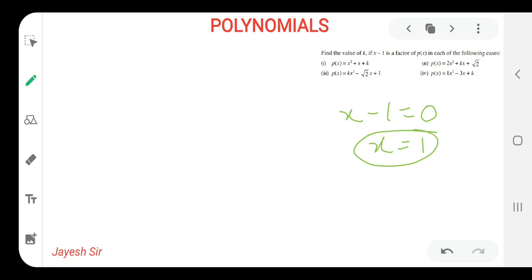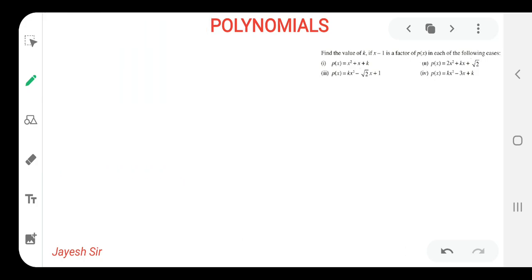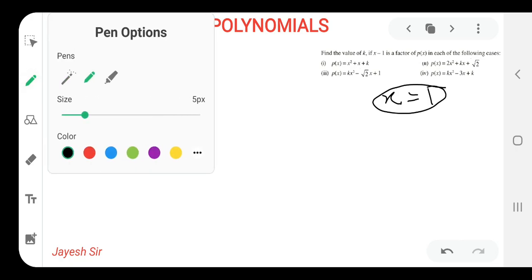After putting the value of x as 1 in all 4 sums, we have to find the value of k. So we have to keep in mind that the zero of the polynomial is 1. I am writing it over here so that I don't need to solve it again and again. So the value of x as 1 I have solved, and we have got that. Now we can solve our sums easily.